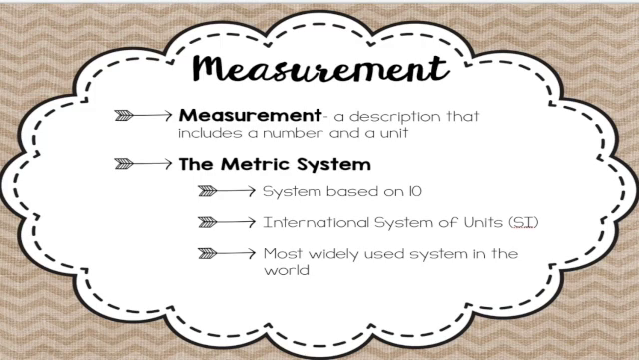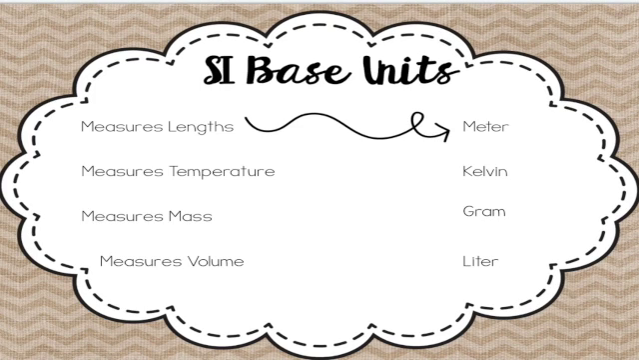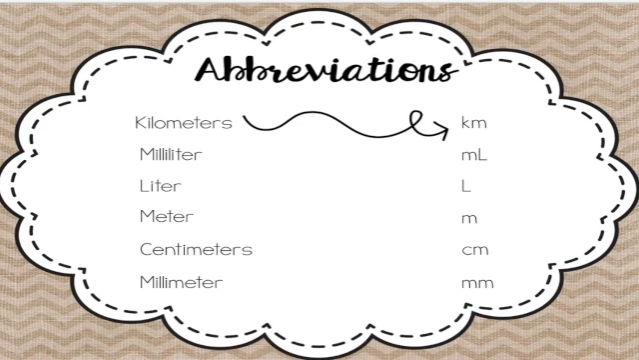The metric system is extremely simple because it is based on 10. It is also known as the International System of Units, or SI. And like I said previously, it is the most widely used system in the world. All right, the base units for the metric system: length is meter, temperature is Kelvin, mass is gram, and volume is liter. Hopefully these look fairly familiar, that you've seen them before.